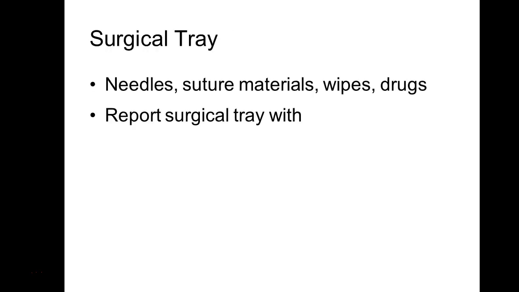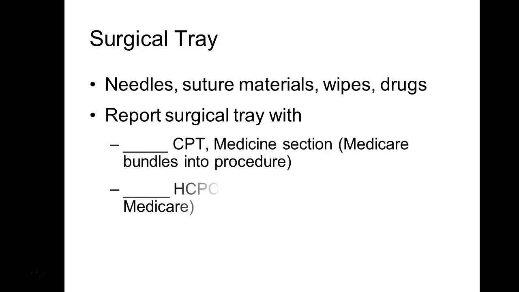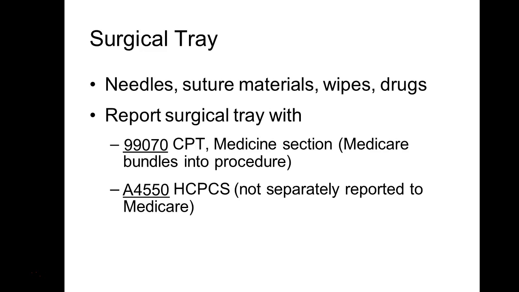Now, again, the surgical tray code covers things like needles, sutures, wipes, drugs, and again, we code 99070 for most insurances, or A4550 for Medicare. So again, Medicare bundles these into the procedures. So we either can't use it or have to use a HCPCS code. So again, Medicare has their own separate set of guidelines and their own way of dealing with the billing side.